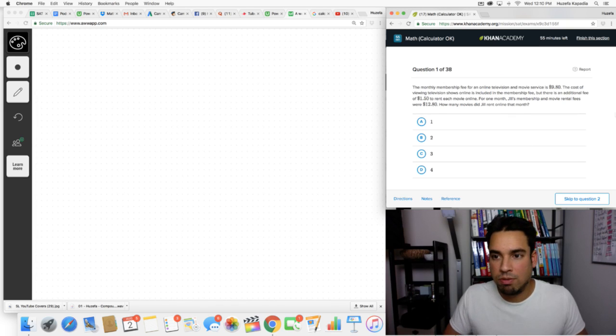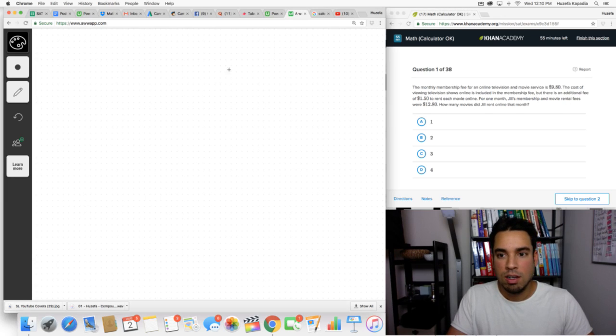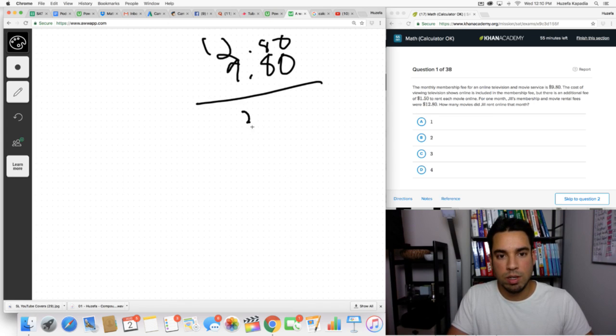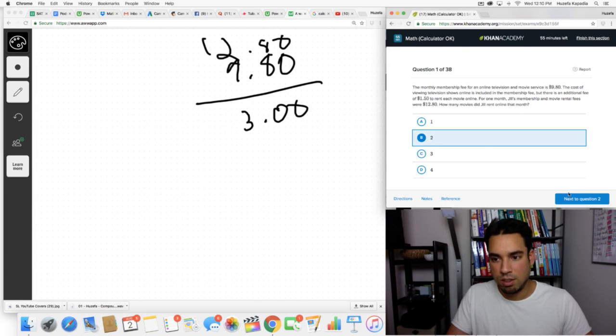The monthly membership fee for an online television and movie service is $9.80. The cost of viewing television shows online is included in the membership fee. There's an additional $1.50 to rent each movie. For 1 month, Jill's membership and movie was $12.80, so it's $9.80, and then obviously that $12.80, we could minus that, right? And we see that we get $3. So that means how many movies did she rent? Well, the cost of the movie is $1.50 for each. So that is 2 movies.